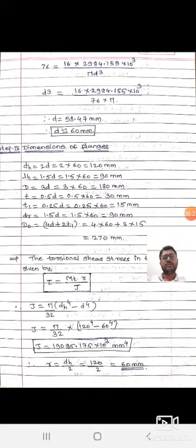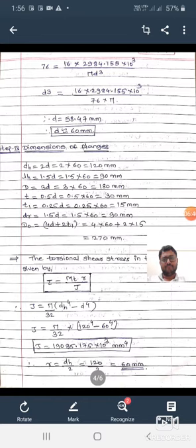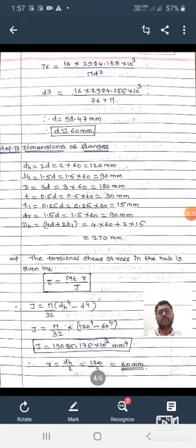Thickness T equal to 0.5 times diameter of shaft, that is equal to 0.5 into 60 equal to 30 mm. T1 equal to 0.25 times diameter, that is 0.25 into 60 is equal to 15 mm. Diameter of recess, that is equal to 1.5 d, 1.5 into 60 is equal to 90 mm. Outer diameter of flanges equal to 4 times diameter of shaft plus 2 into T1 thickness, that is equal to 4 into 60 plus 2 into 15, that is 270 mm.